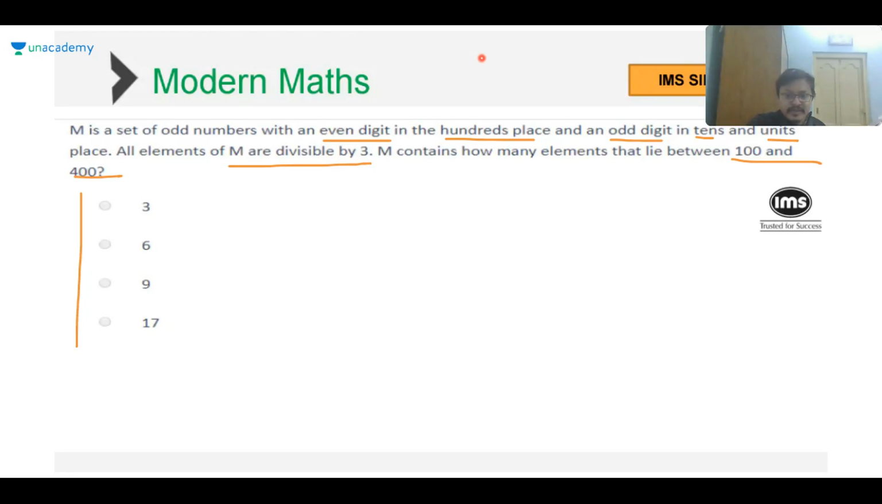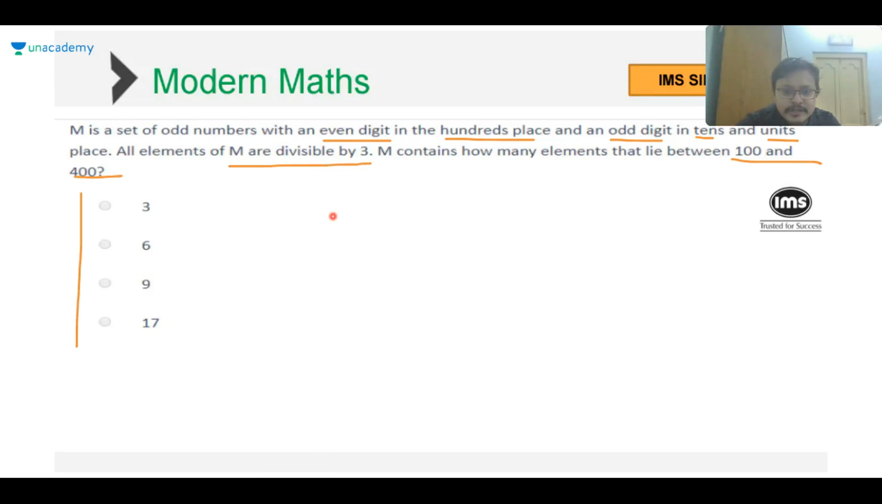So some are saying C, some are saying D. Arijit is saying B. Interesting. I got three different answers: B, C, D. How do we solve this? Anybody? Any suggestions?